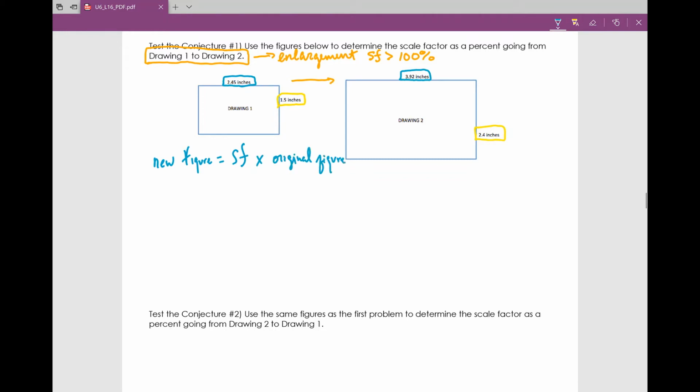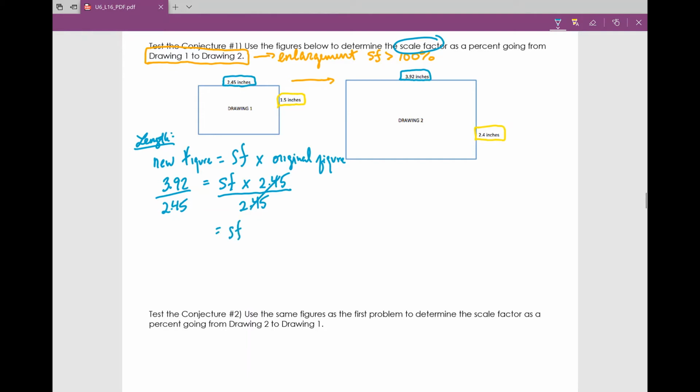So let's do this for our length. I'm going to label this length. For our length, our new figure is drawing 2, so we're going to put 3.92 inches equals the scale factor, which we're trying to find, so we don't know it, times our original figure. Again, we're doing the length, so we have 2.45. To isolate and solve for our variable, we're going to divide both sides by 2.45.